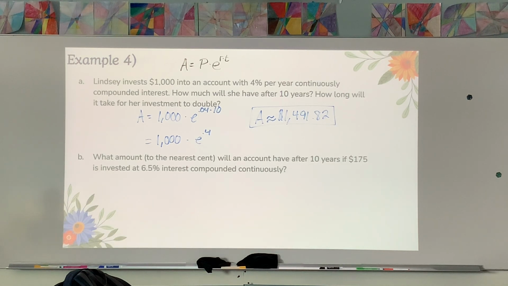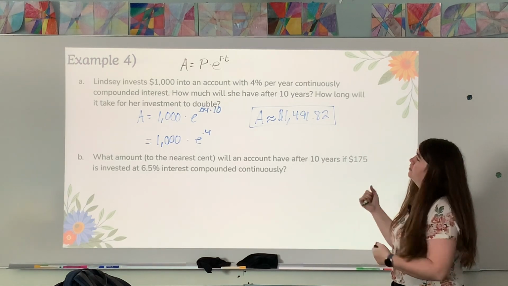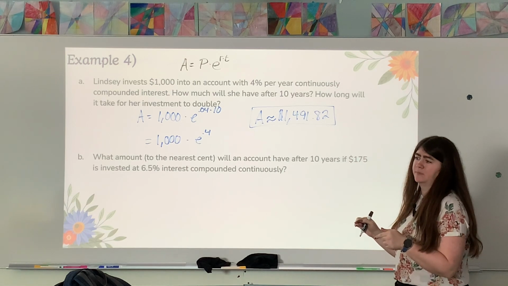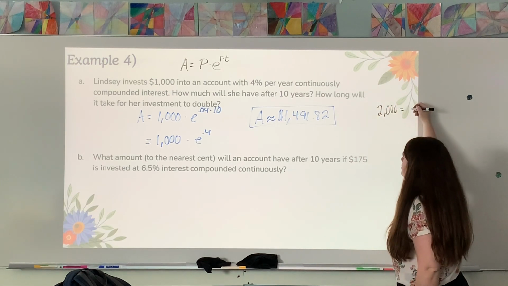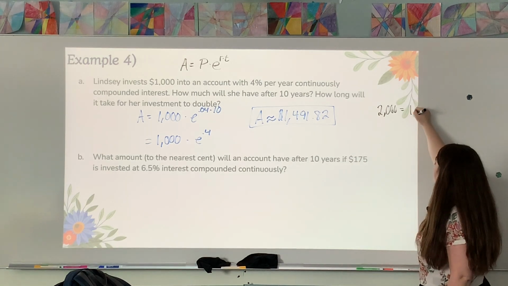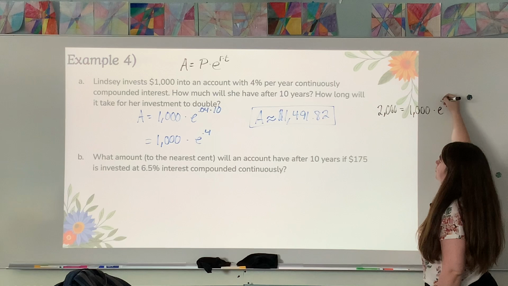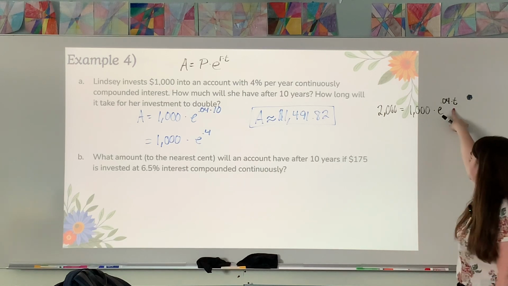How long will it take for her investment to double? That part is actually slightly okay. So if we want her investment to double, then how much do we want the amount to be? 2,000. We have 2,000 is equal to the initial amount, 1,000, times e to the power of 0.04 times t. Okay, we're solving for t.